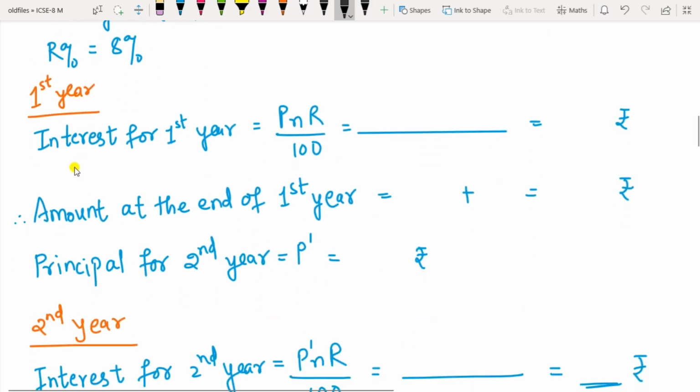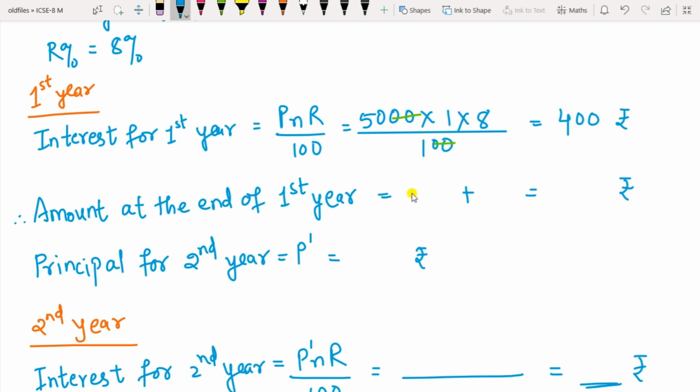For the first year, the interest is PNR upon 100. P here is 5000, so 5000 into 1 into 8 upon 100. You can cancel the zeros and you get the answer as 400 rupees.